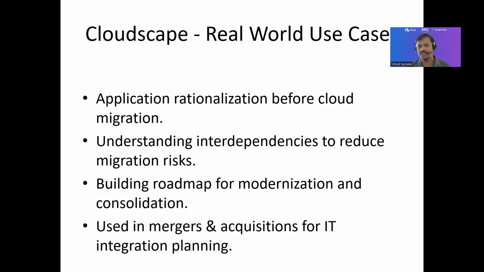And let's talk about some of the real use cases. We have application rationalization before cloud migrations, to understand everything. Then understanding the interdependencies to reduce migration risks, to understand if there are any migration risks, if there are interdependencies between the servers and different workloads. Also, it's going to help us build a roadmap for modernization and consolidation as well.